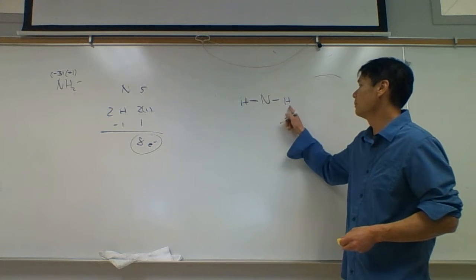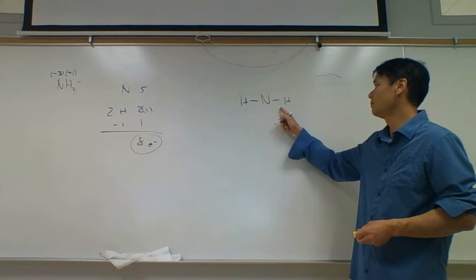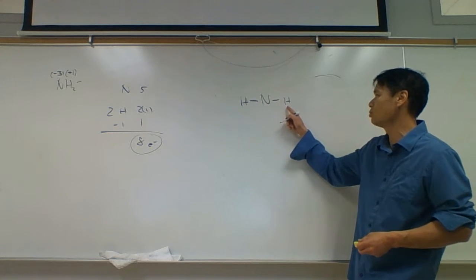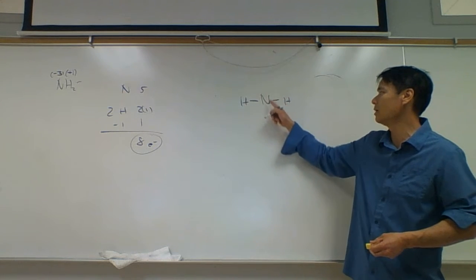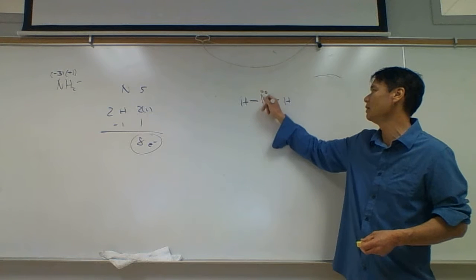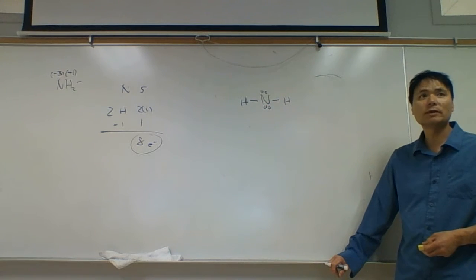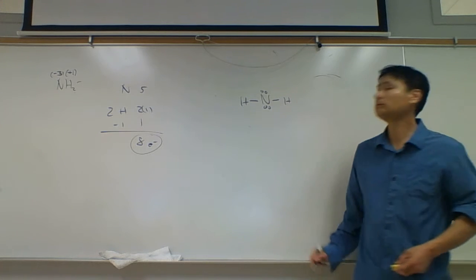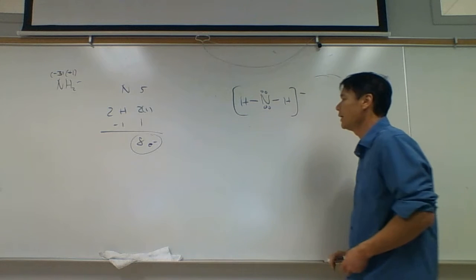Now, typically we complete the octets to the terminals first, but the terminals don't need any completion because the terminals are happy with a duet, the terminals being hydrogen here. Any remaining electrons we'll put on the central atom. So on nitrogen we'll put the remaining 4. And so that should be it. Okay, so this is the amide ion.